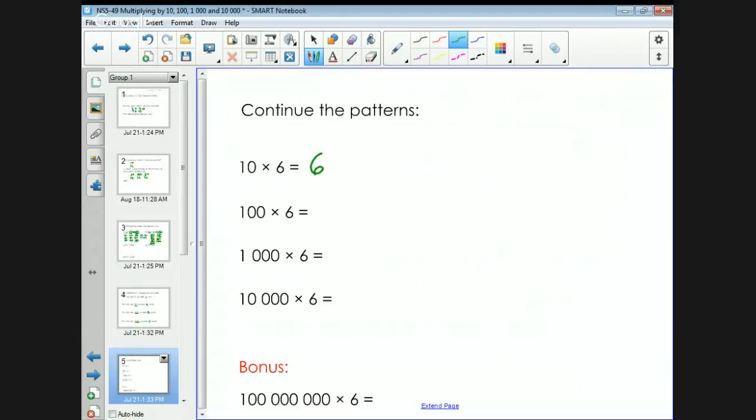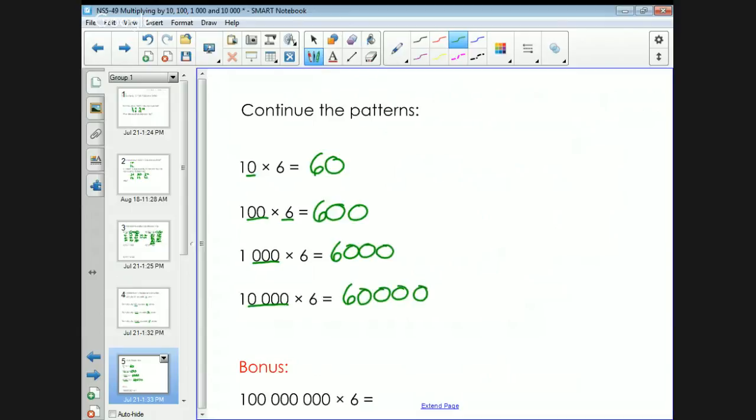6 times 10, or 10 times 6, there's 1 0 in 10, so we add 1 0 into the answer. So the answer becomes 60. 6 times 100, we put the 6 down, and we add 2 zeros onto the end to find 600. Multiplying by 1,000, 1,000 has 3 zeros, so we add 3 zeros. Multiplying by 10,000, we have to add 4 zeros.